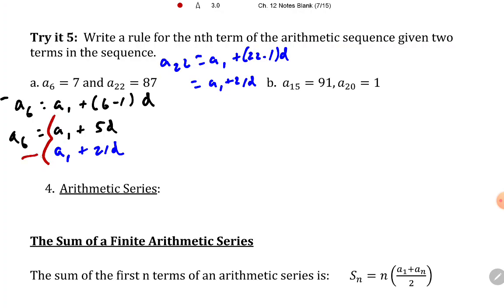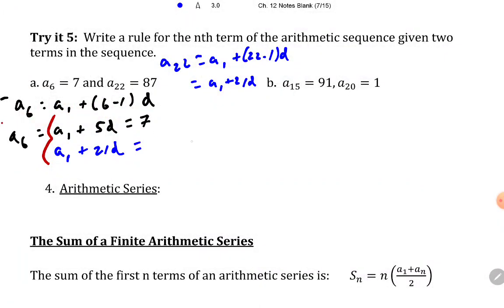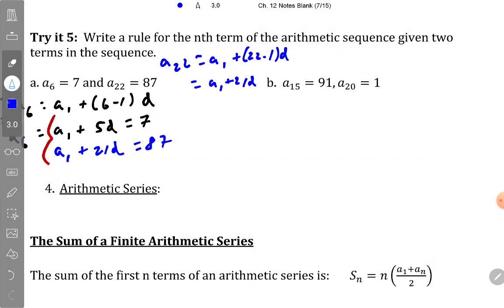And I'm just going to go ahead and subtract the equations together. So my a1's drop out, and I'm left with... Oh, sorry. So this looks like a system of equations, and I forgot to put, yeah, this one, a sub 6 is 7. And then for the blue equation, I knew I was missing something. This is a sub 22 is 87. There we go. Now we have our two equations. Two unknowns, two equations. Now we can combine our equations by subtracting.